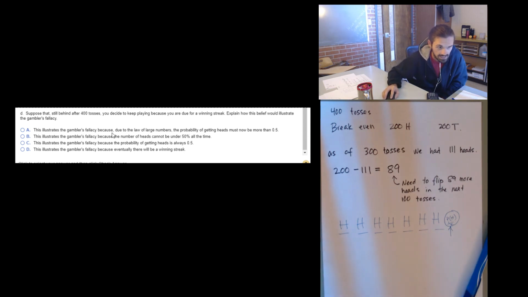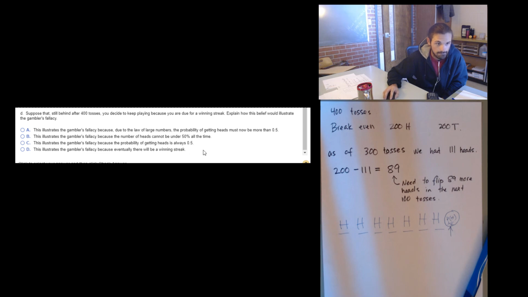So this illustrates the gambler's fallacy because due to the law of large numbers, the probability of getting heads must now be more than a half. Because the number of heads cannot be under 50%, because the probability of getting heads is always 0.5, because eventually there will be a winning streak. There doesn't have to be a winning streak.